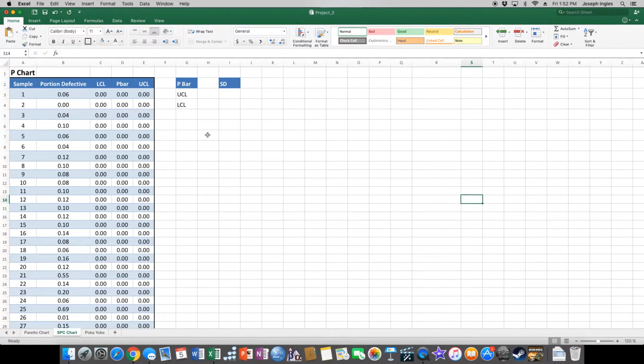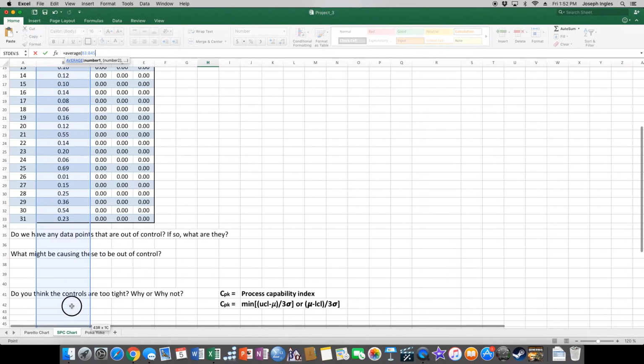In order to get all of this done, the first thing we need to do is find our P bar. And P bar stands for the portion defective average. Anytime you put a bar over the number, you're looking for the average number. So in essence, what we're looking for is the mean or average portion defective. So let's go ahead and do that. We're going to say equals average of the portion defective. So that's going to be B3 through B33.